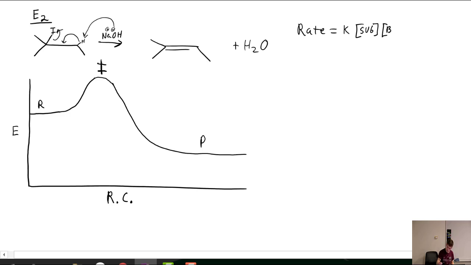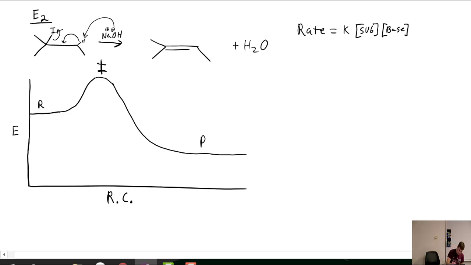times the base. So the concentration and the type of base also matters. So the stronger the base, the faster the reaction. The better the leaving group, the faster the reaction. So that's the rate law for this, and it's a concerted reaction, which means it's 1 step. So there's no real rate limiting step. The rate limiting step is the only step.